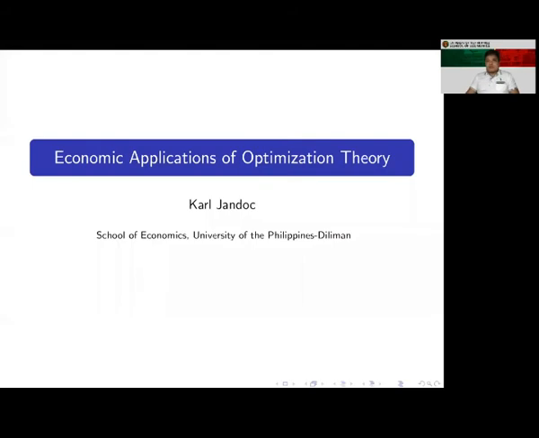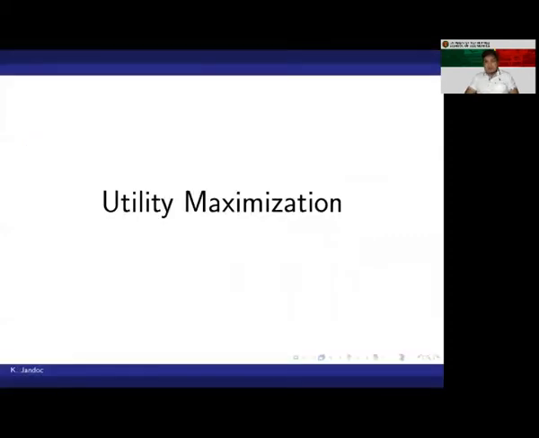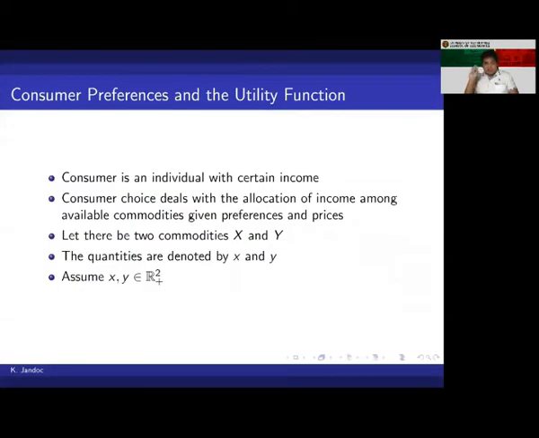In this lecture set, we will go through an economic application of optimization theory. In particular, we will be going to the problem of utility maximization. In this problem, there is a consumer with a certain income, a budget, so to speak. His problem is that he wants to allocate the budget to spending on a number of goods, but here we'll just concentrate on two goods, which we label capital X and capital Y.